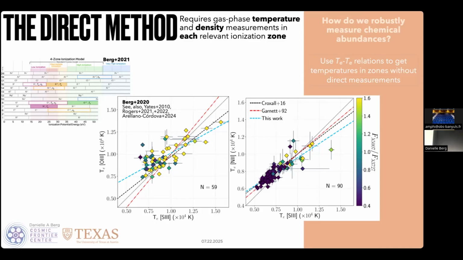In comparison, there's a bunch of lines on here. The red one is from photoionization models, and they seem to do a pretty good job. So this tells us that if you measure one of these, you can then, with some uncertainty, predict the other ionization zone temperatures to move yourself forward.